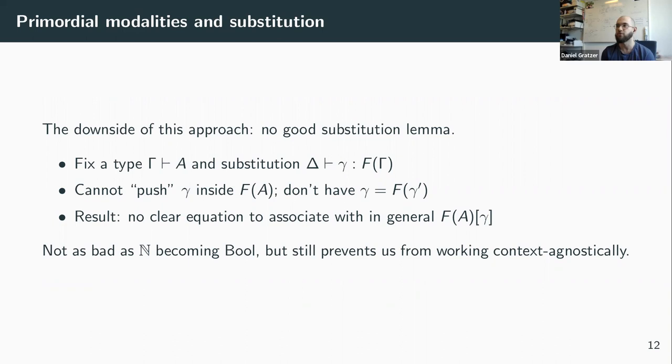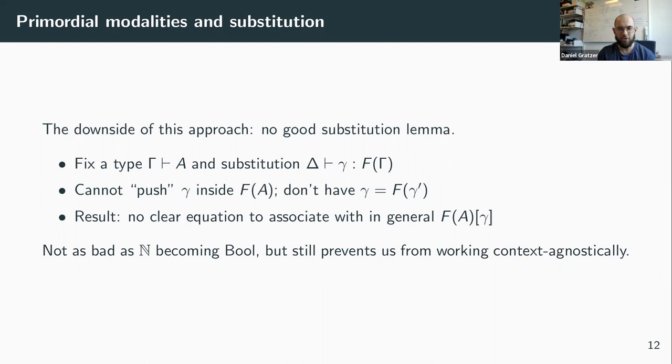And to sort of drive this home, imagine we have some type, gamma proves A, and some substitution into F gamma. There's no particular way to view gamma as being in the image of F. And even if it was in the image of F, there's no reason to assume that it's uniquely in the image of F somehow. And so there's no particular way to resolve this with the equations we have.